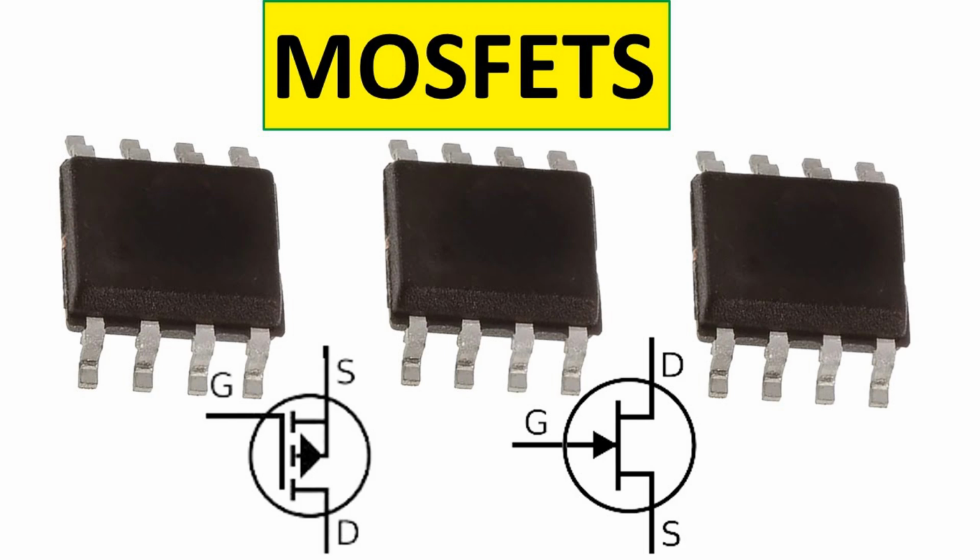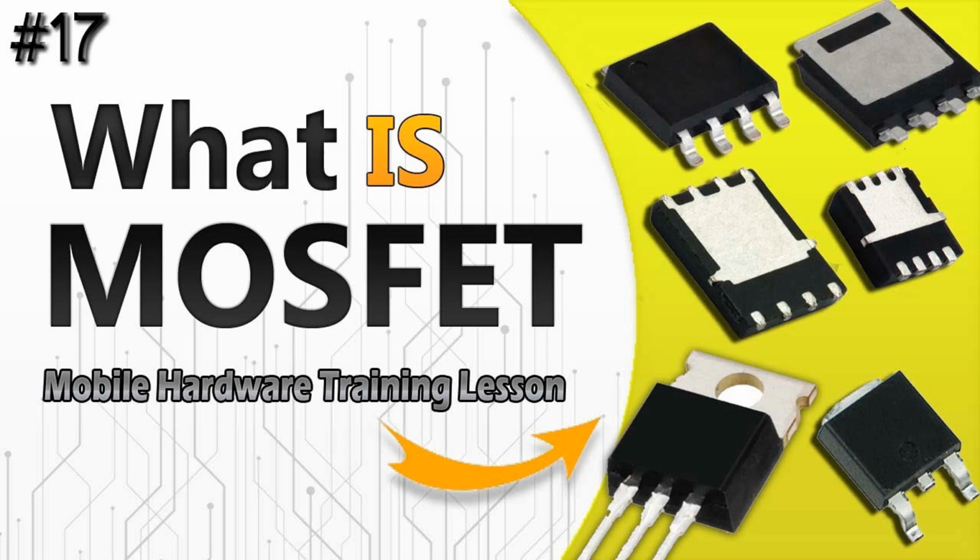Key characteristics of MOSFET amplification. High input impedance. MOSFETs have high input impedance, meaning they draw very little current from the input signal. This characteristic prevents the signal source from being loaded down and allows for more accurate amplification. Voltage control. The gate voltage controls the current flowing between the drain and source, allowing precise control of the amplification process. This characteristic makes MOSFETs ideal for voltage amplification.